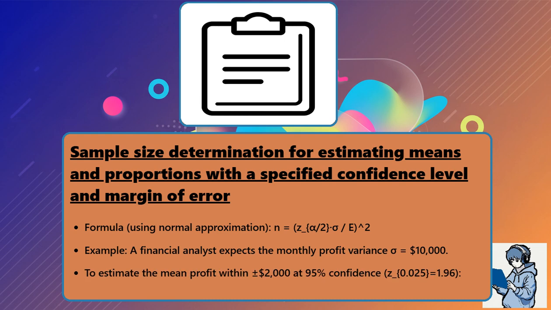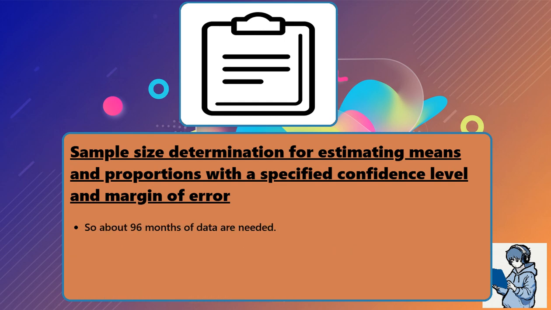To estimate the mean profit within plus or minus $2,000 at 95% confidence, where Z sub 0.025 equals 1.96, N equals (1.96 times 10,000 divided by 2,000) squared, which equals (9.8) squared, approximately 96. So about 96 months of data are needed.